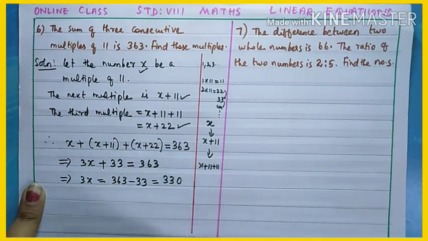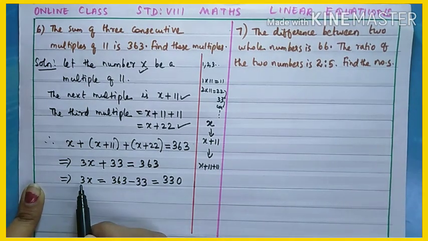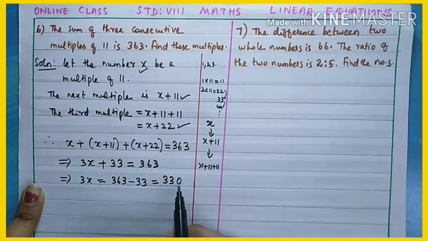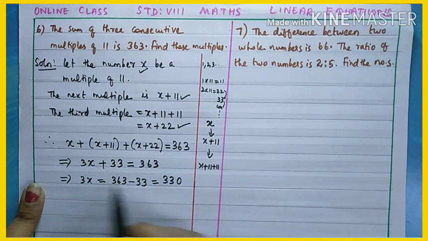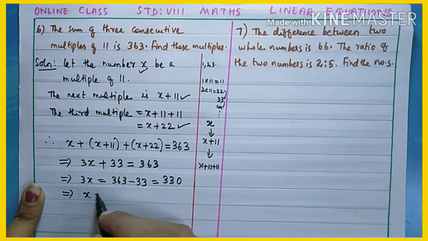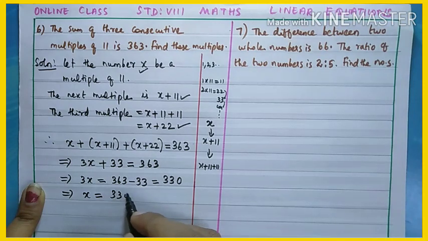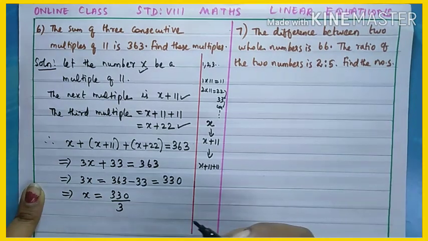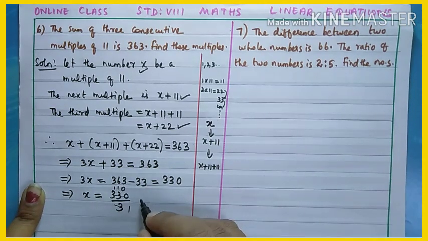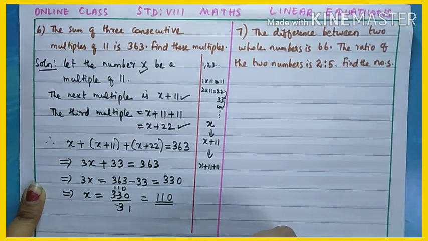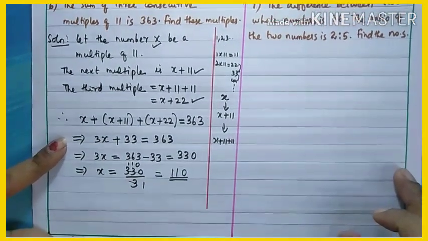330. Okay. Now you see 3x equal to 330 we got. 3 you are taking to RHS. It becomes here multiplication, so it becomes division. Thus you got x equal to 330 divided by 3. Now reduce this. 1 3 is 3, 1 3 is 3, 1 3 is 3, 0. So 110. Okay. So first multiple you got 110.